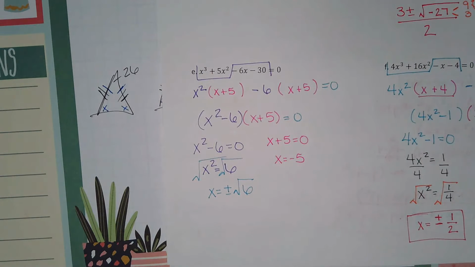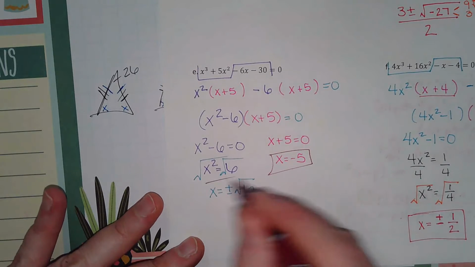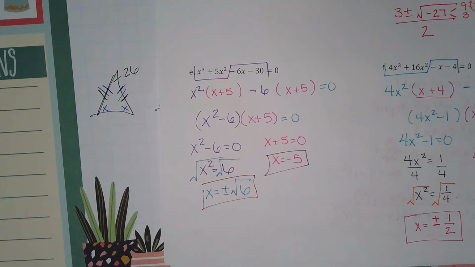I know 6 can't be simplified. I'm done. So your answers are, three answers: x equals negative 5, plus root 6, minus root 6. Plus or minus is two answers.